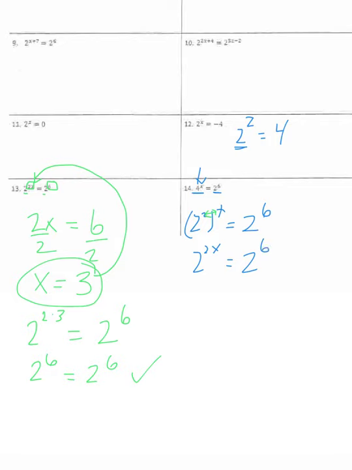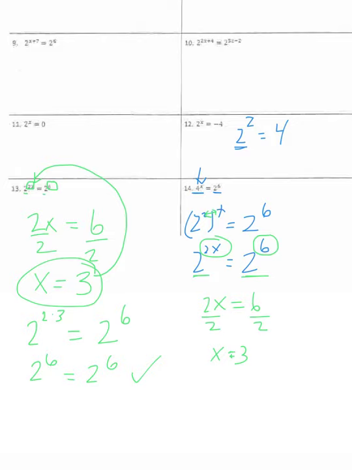So now it's the same exact problem as number 13. So the bases are the same. We set the exponents equal to each other. 2x equals 6. And solve for x. Divide by 2. You get x equals 3.